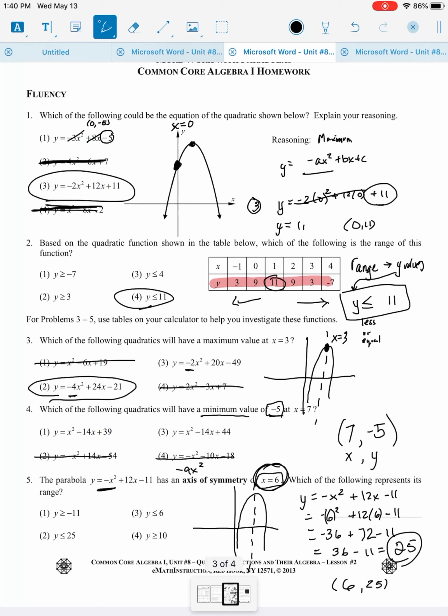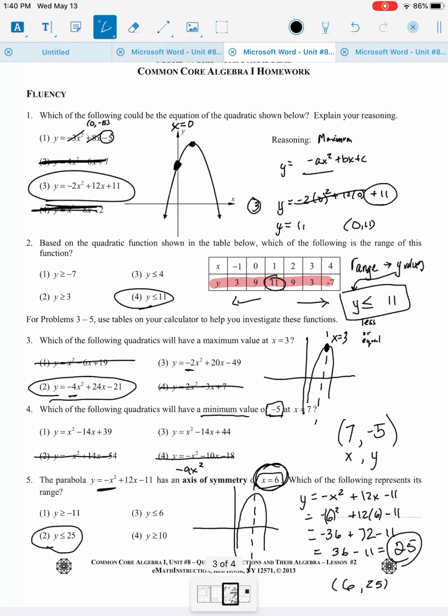And that I will have all y values that are less than or equal to 25. What's my answer? Well, it's pretty obvious in this case. Choice 2. My range is represented by the inequality y is less than or equal to 25. All the values on my y-axis will be 25 or lower.